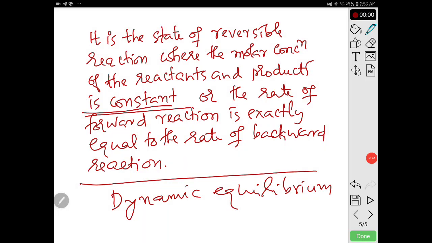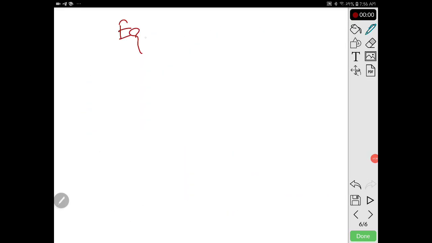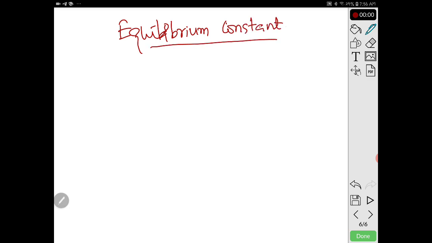Initially I told you that in chemical equilibrium we learn to predict the extent of the reaction, to what extent the reactant got converted to product. So how do you represent it? By using a scientific term. For that we have the equilibrium constant. So what is the equilibrium constant?